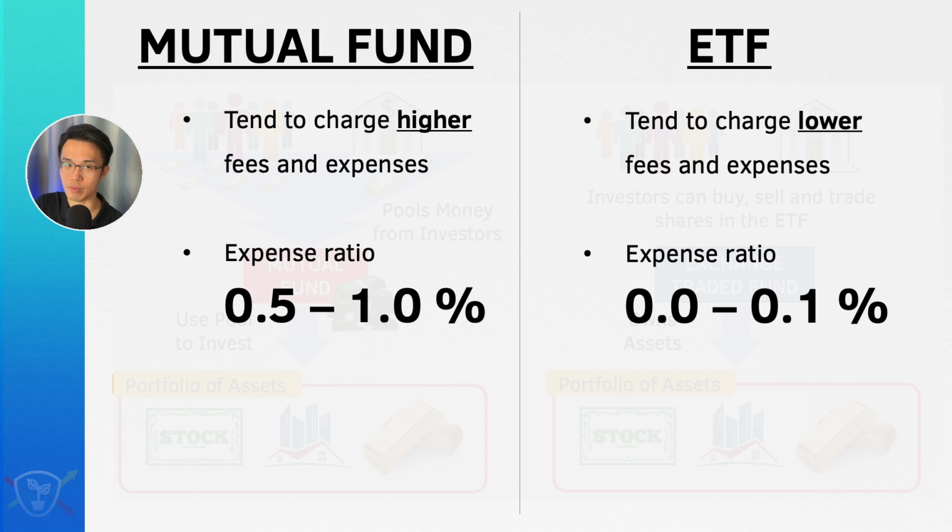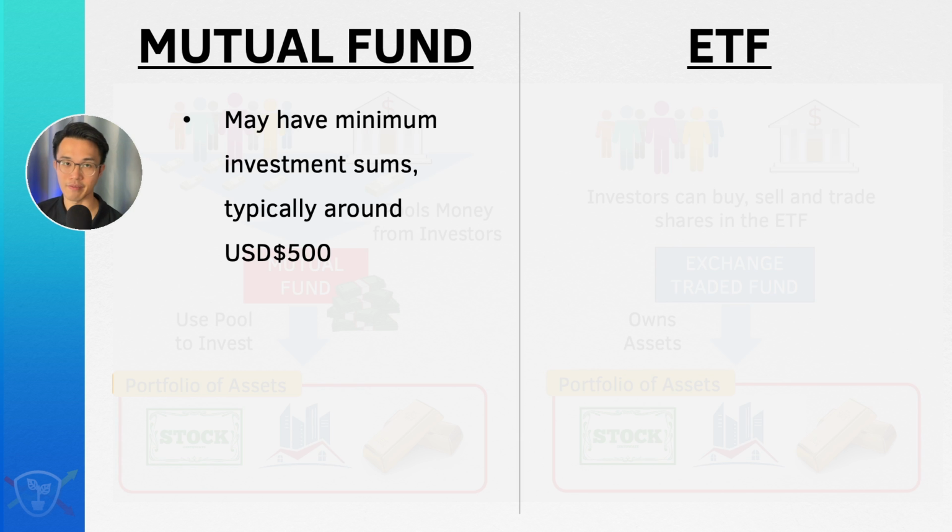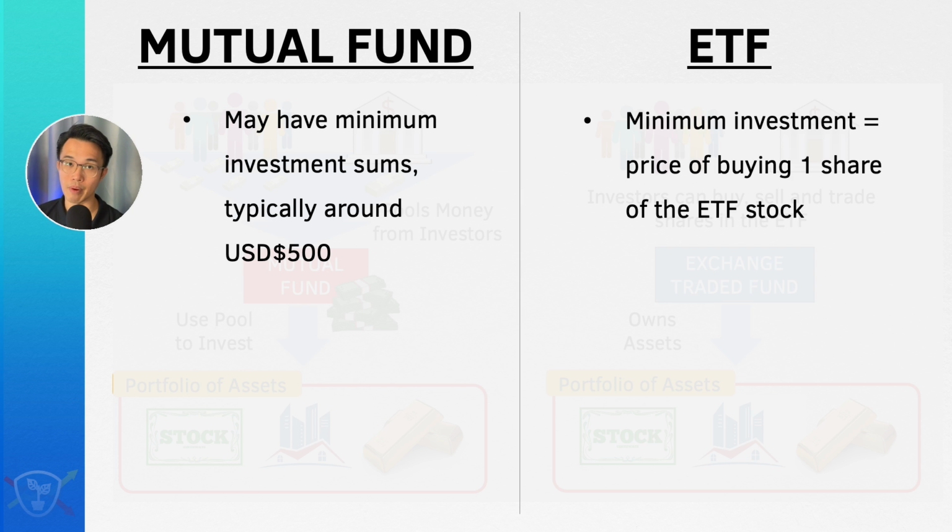Now, the numbers may look very, very small and insignificant, but if you think about it over a long period of time, these can really add up quite substantially. So what we see is that it's generally cheaper to invest in ETFs, which are more passively managed. When it comes to mutual funds, there may also be certain minimum amounts that you need to put in order to get invested. Typically, it is at least about $500. For ETFs, there isn't a set minimum amount because you're just buying the shares of the ETF on an exchange. So the minimum investment you need to put in is basically the amount that it costs to buy one share of that ETF from the exchange.